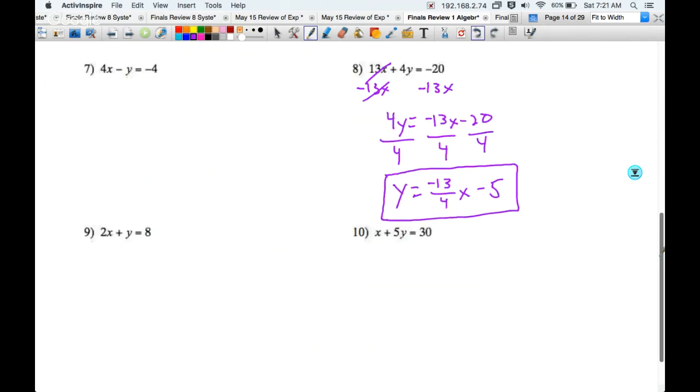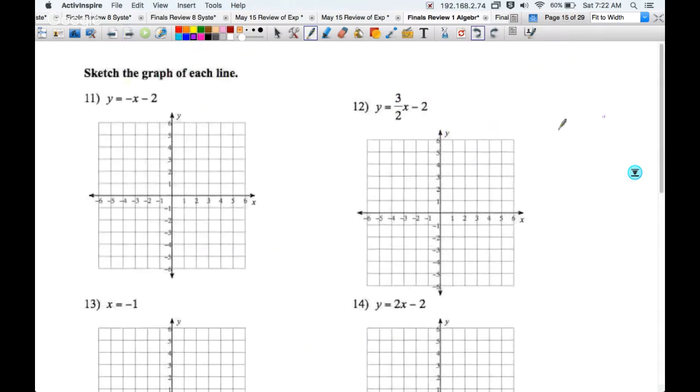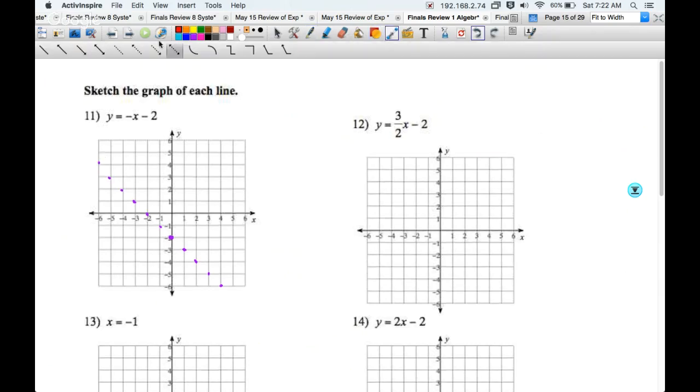A bunch more standard form to convert. Sketch a graph of each line. We put a point at its y-intercept of -2. The slope is -1, so I go down 1, right 1, down 1, right 1, down 1, right 1, all the way across the graph, or up 1, left 1 to continue in this direction. Very important skill, graphing lines using a slope and a y-intercept.